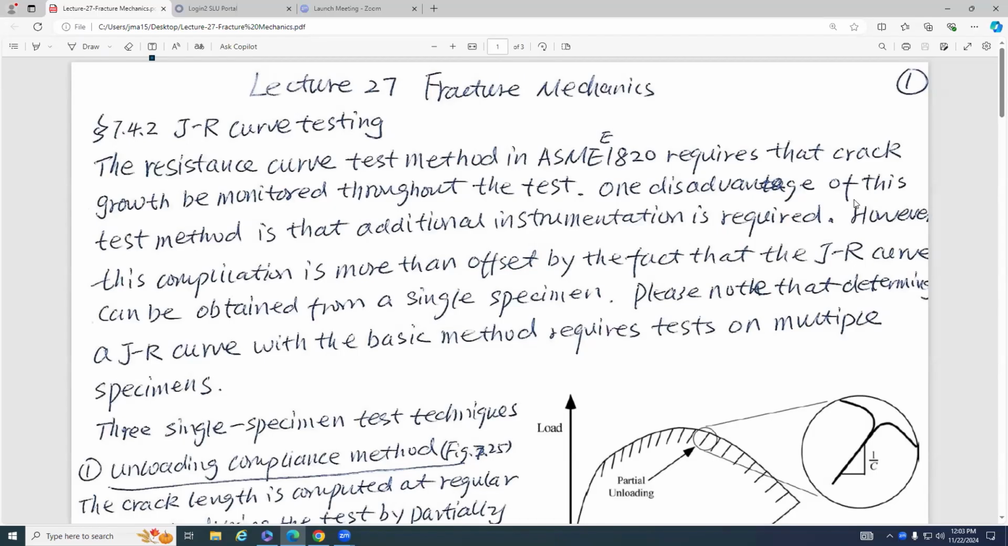Last time we talked about the J testing of the metals, and I gave you a very important procedure on how to determine the JQ from the JR curve. From that procedure, you need to know how to calculate this J.